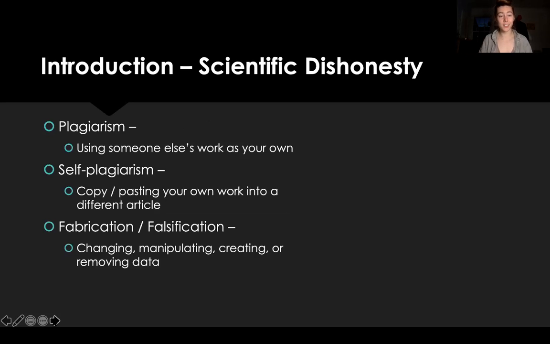Scientific dishonesty. So this doesn't happen too often, but it still happens sometimes. So plagiarism, you guys know what that is, using someone else's work. But you might not know self-plagiarism.